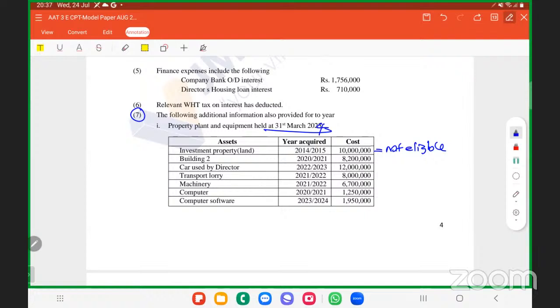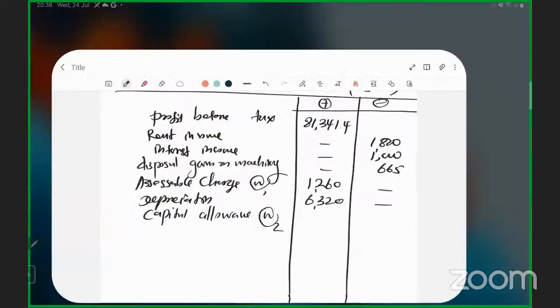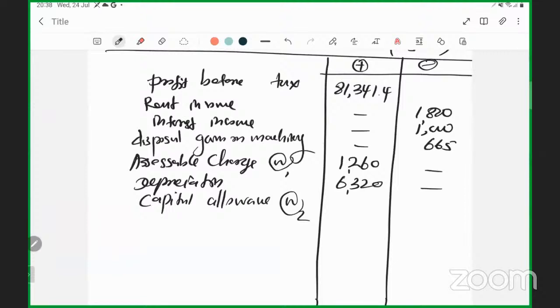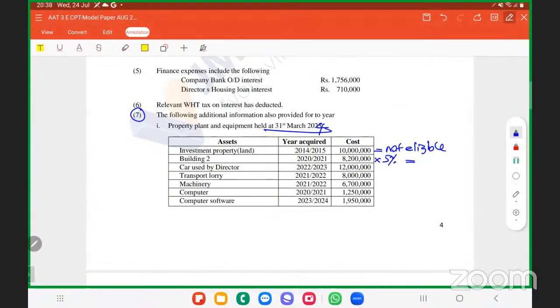So the building, the particular building purchased in 2020/21, any building acquired after 1st April 2018, the capital allowance rate is 5%. They have defined it indirectly, not the rate but the useful lifetime, which is 20 years. That means 5%. So how much? That is 410 rupees in thousands.